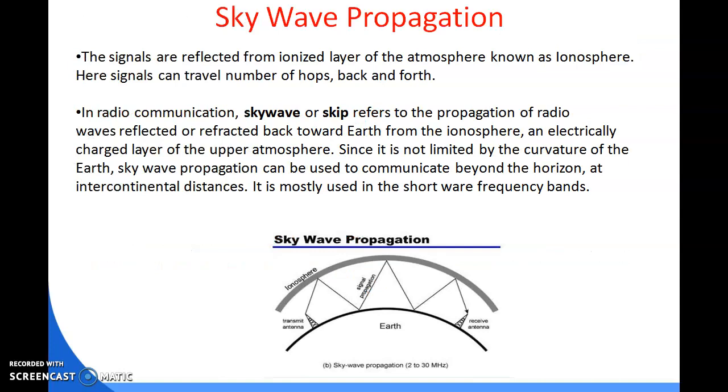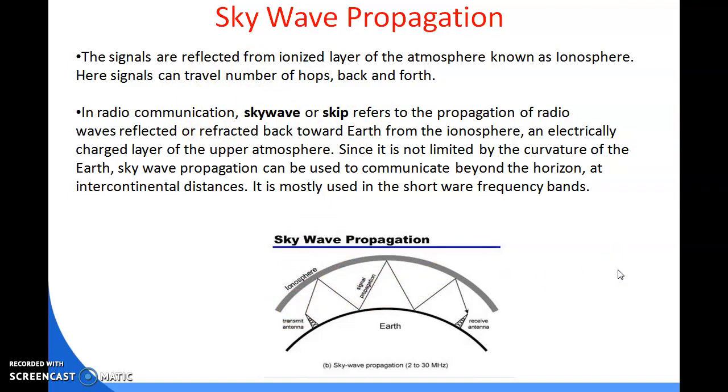Next comes the second type of wave propagation, known as sky wave propagation. The signals are reflected from an ionized layer of the atmosphere known as the ionosphere. The signals can travel a number of hops back and forth. Like in this figure, that is the ionosphere and this is the earth's surface, and here the signals can travel a number of hops back and forth.